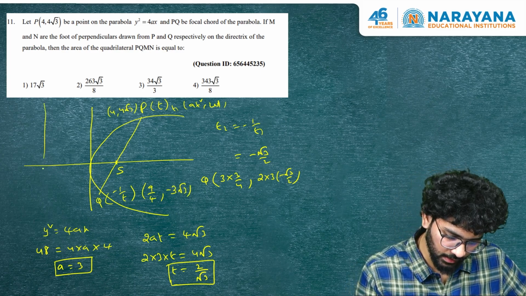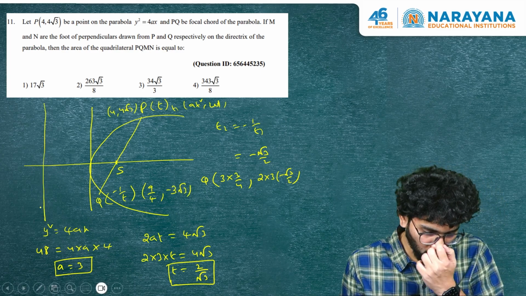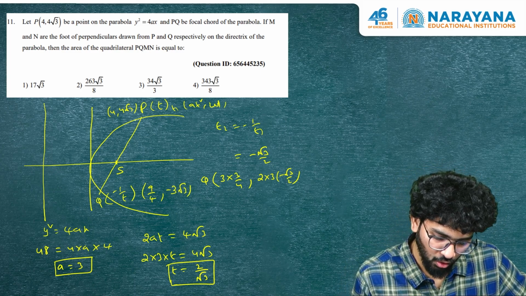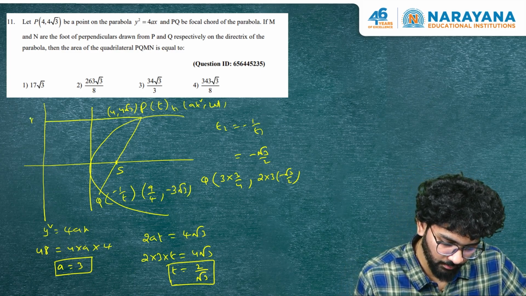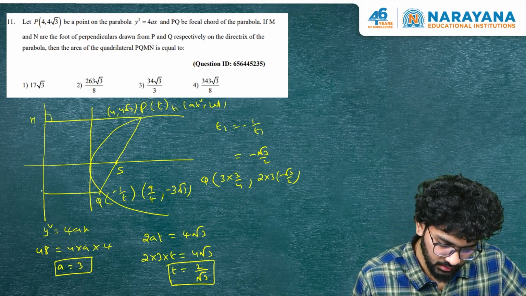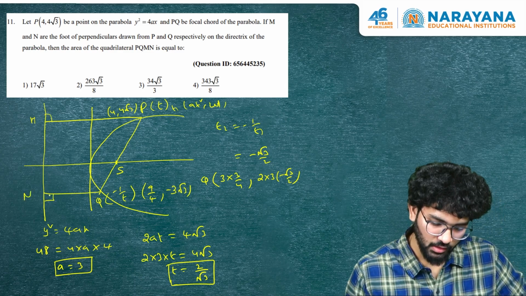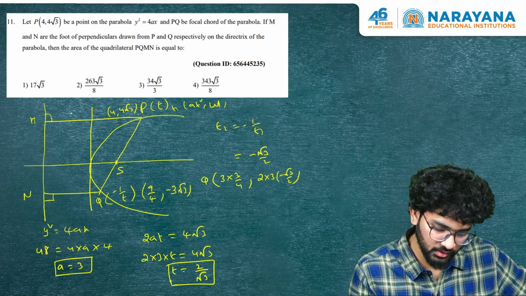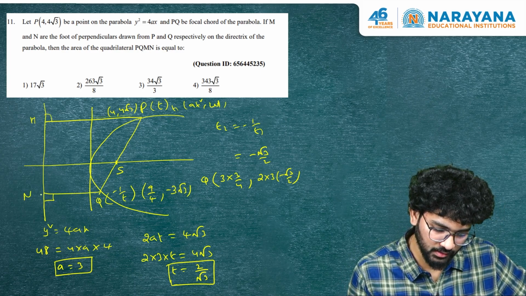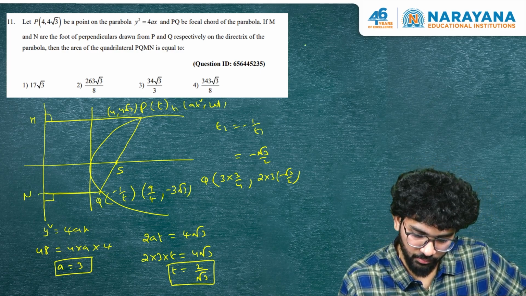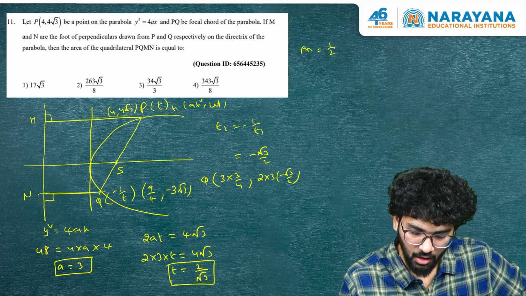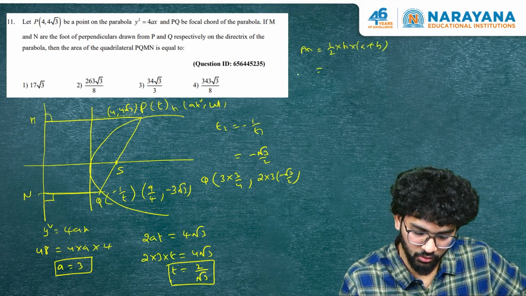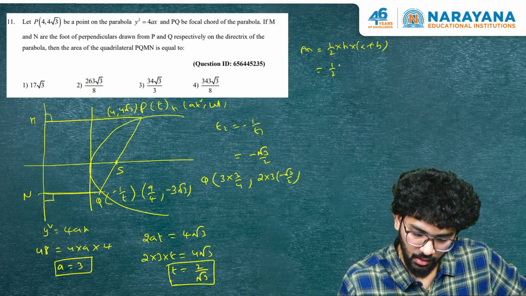Now if this is the directrix, he said he is dropping perpendiculars from P and Q on the directrix. So this is M and this is N. He is asking us to find the area of quadrilateral PQMN. So this is a trapezium, these two are parallel sides, which means area of trapezium will be half h into (a plus b), where h is the distance between those parallel lines.